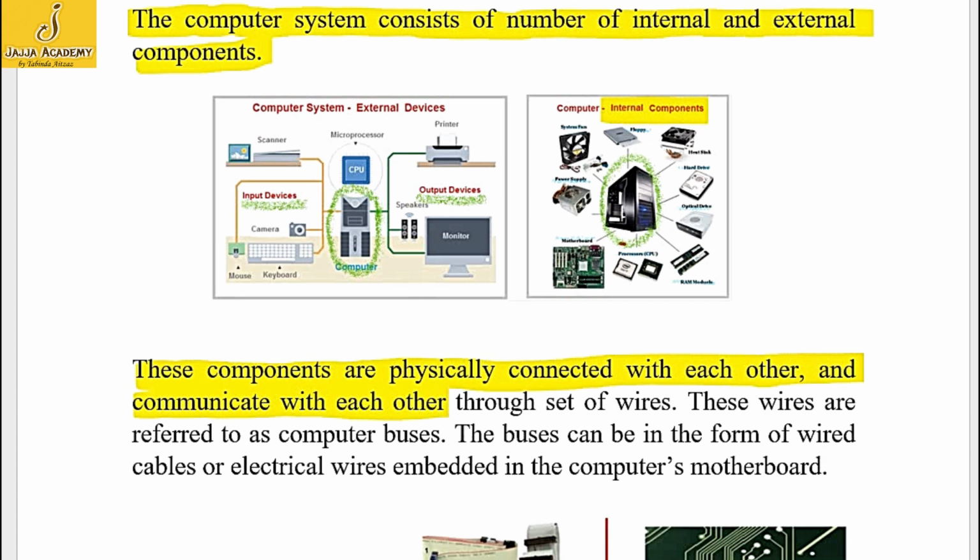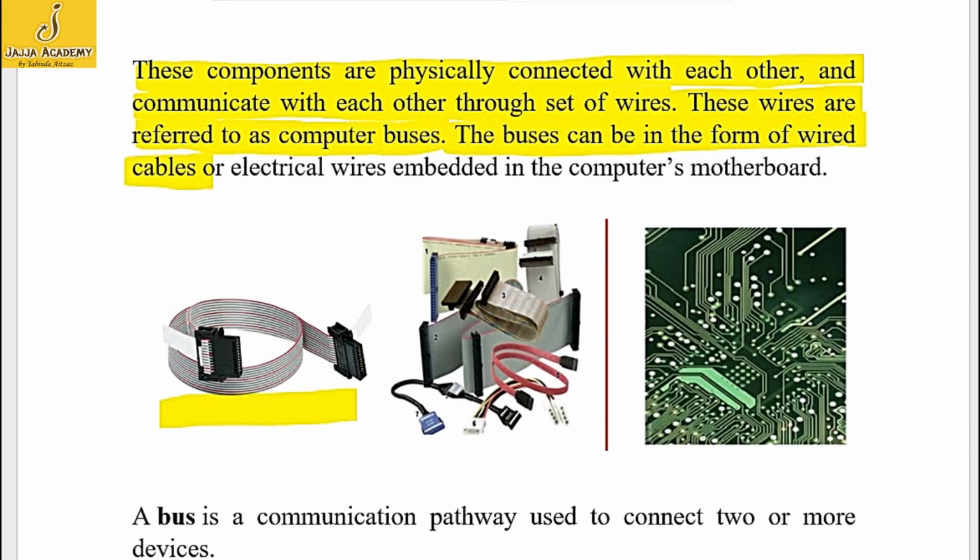They communicate and connect with each other through a set of wires, and these wires are referred to as computer buses. So a computer bus is a communication channel, a communication link that is used between different components of a computer to connect them and to transfer information between these components. And the buses can be in the form of wired cables. Here you see the wired cables.